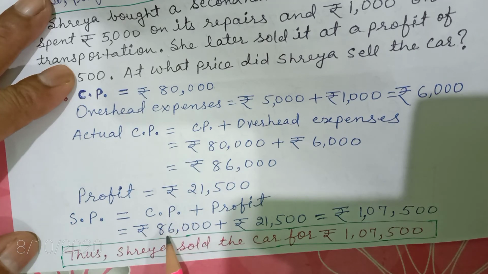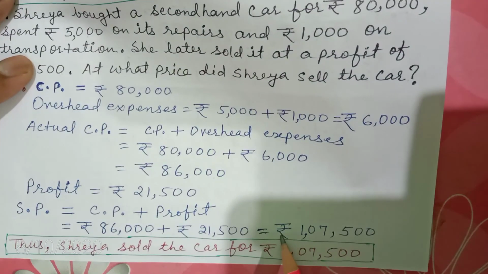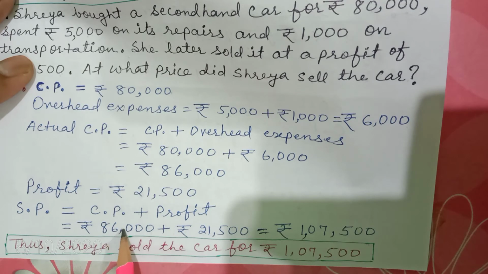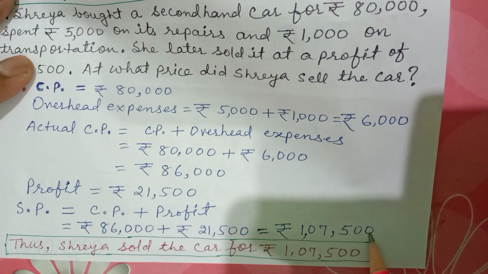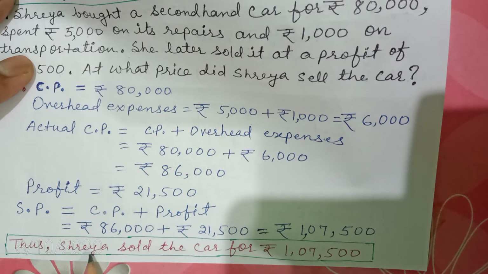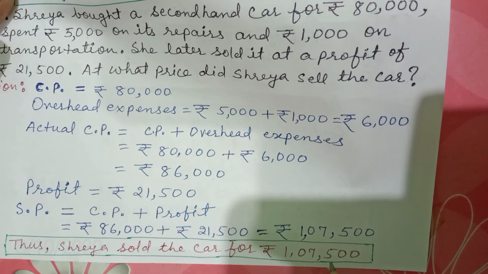Rupees 86,000 is actual CP, plus profit rupees 21,500 equal to rupees 1,07,500. You will add CP and profit to get rupees 1,07,500. Thus Shreya sold the car for rupees 1,07,500. This is the answer.